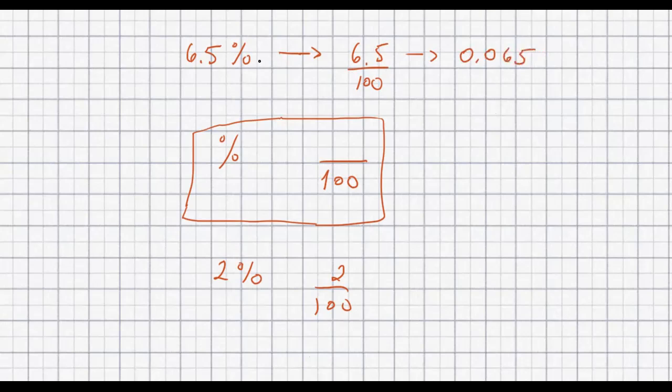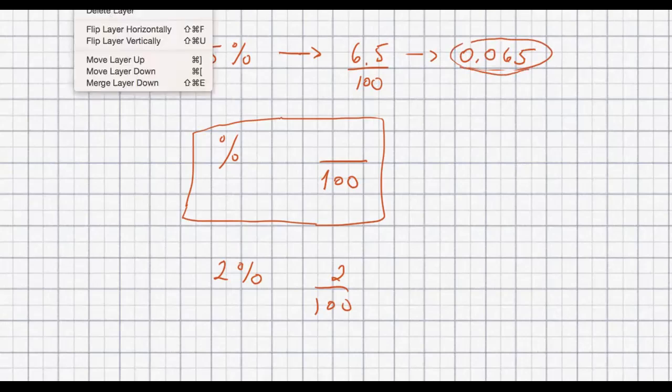We need to convert the number in the percentage representation to an actual number that we can work with. So we take the number, we divide it by 100, and we ask the calculator to give us a normal number. This is the first step. Okay, do it again. 6.5% is actually 0.065.